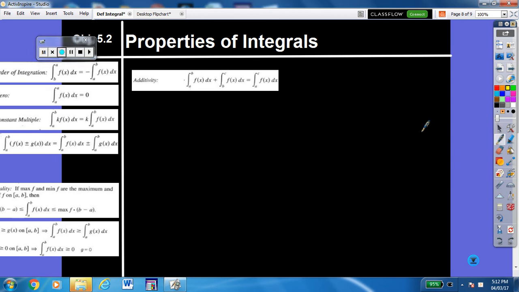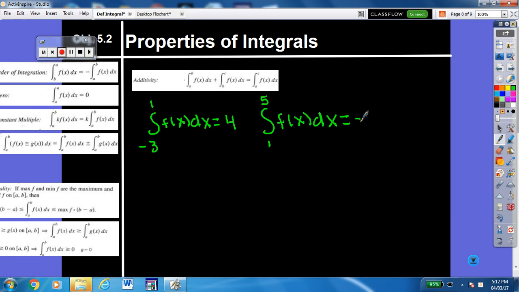Okay, the additivity is a little more tricky. Let's say that it was given that the integral from negative 3 to 1 of f of x dx was, let's just say 4. And then they told you the integral from 1 to 5 of f of x, again, same function, dx was, let's say negative 10. And they ask you to find the integral from negative 3 all the way to 5 of f of x dx.